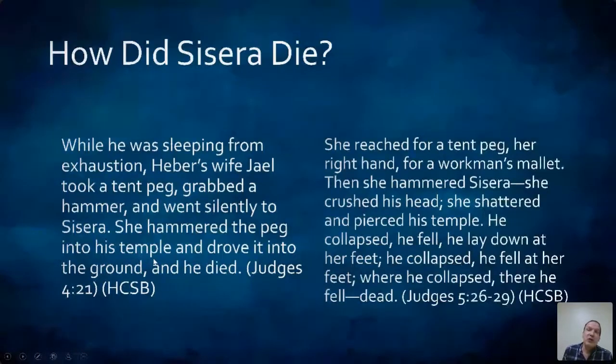Judges 5, the next chapter, Judges 5:26 to 29. She reached for her tent peg, her right hand for a workman's mallet. Then she hammered Sisera. She crushed his head. She shattered and pierced his temple. He collapsed. He fell. He lay down at her feet. He collapsed. He fell at her feet where he collapsed. There he fell, dead.